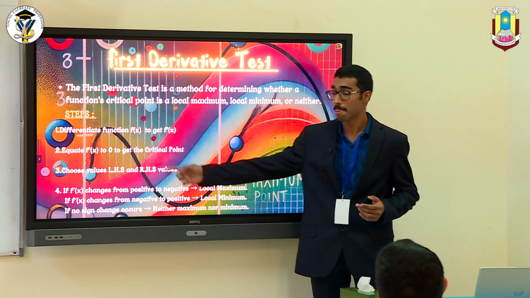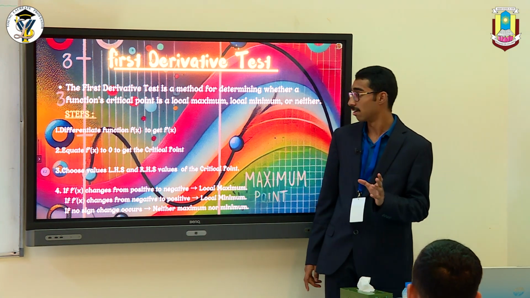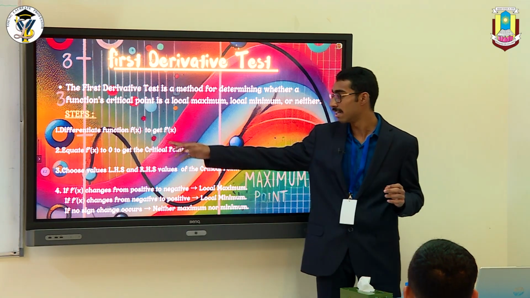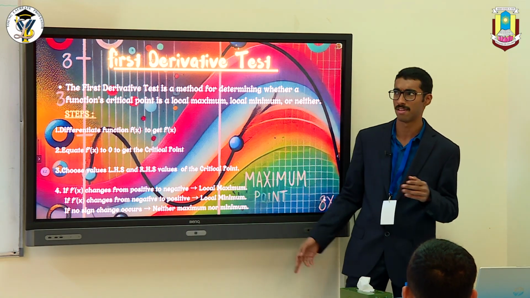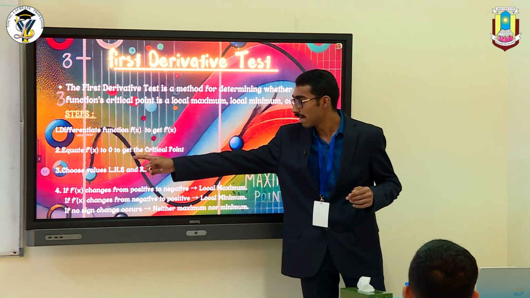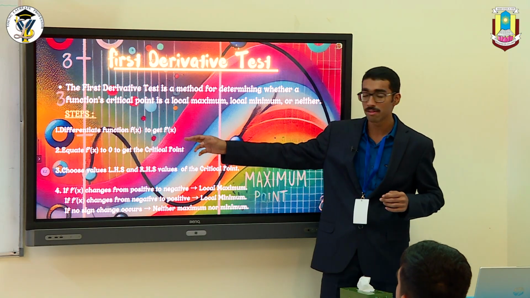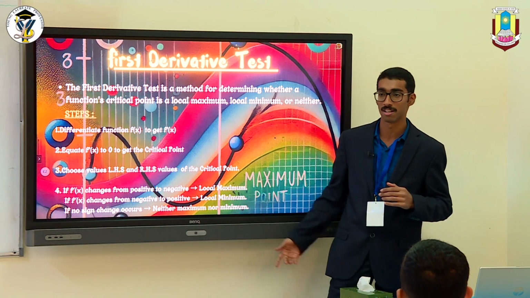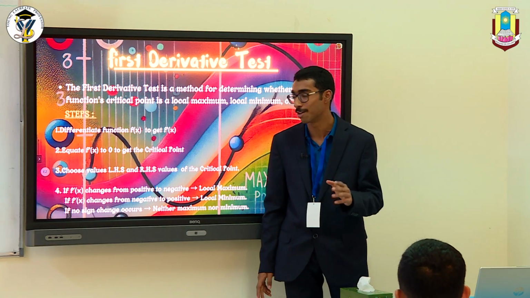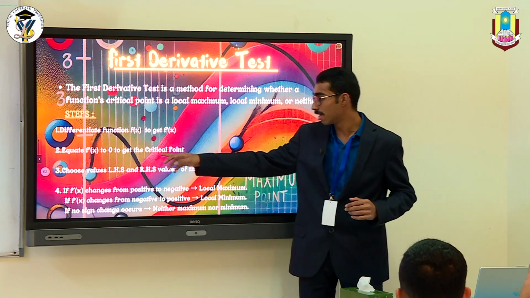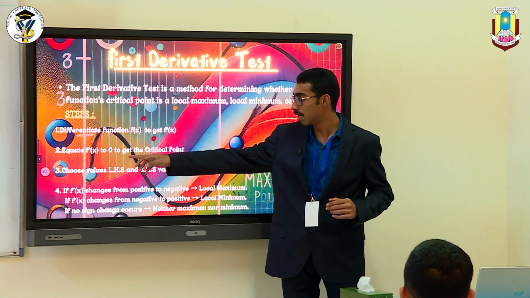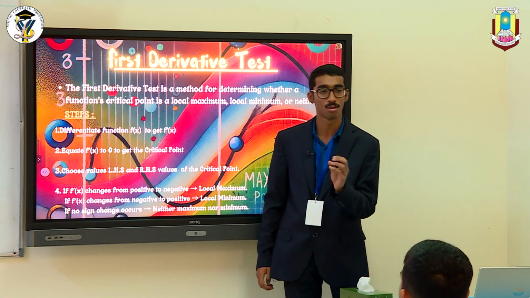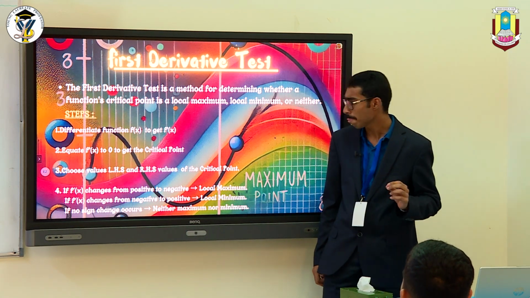So first step, the function which you get, f of x, you differentiate it, normal differentiation, and then you get f dash x. After that, the f dash x which you get, you equate it to 0. I have examples later, so if it's complicated now, it's fine, you'll understand later. Once you equate it to 0, the value which you'll get will be known as the critical point of the function.